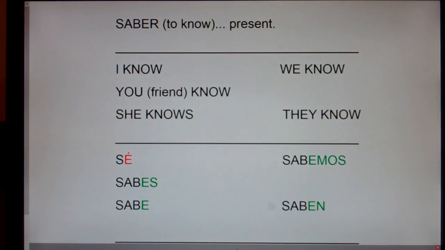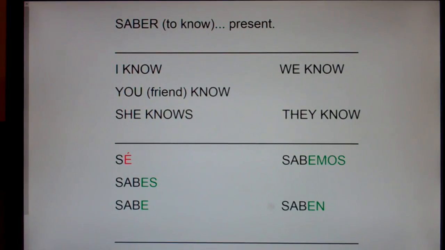I'll say each form of the verb in English and then Spanish and then clap, and I'd like you to repeat. I know, yo sé. You know, tú sabes. She knows, ella sabe. We know, nosotros sabemos. And they know, ellos saben.